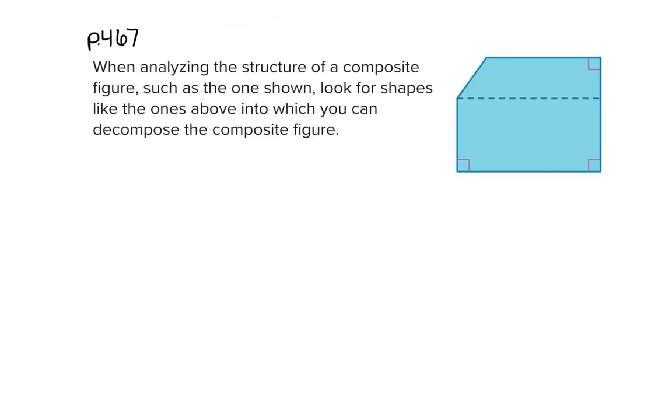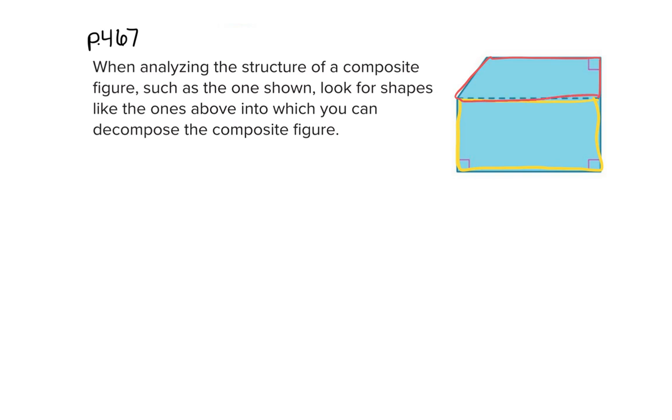Our first example of a composite figure is shown on the bottom of page 467. When you look at these, you're really just looking to figure out what figures you see in there that you know how to find the area of. When I'm looking at this one, I see a rectangle that stands out to me right away, or a parallelogram. And then above it, I see a trapezoid right there.